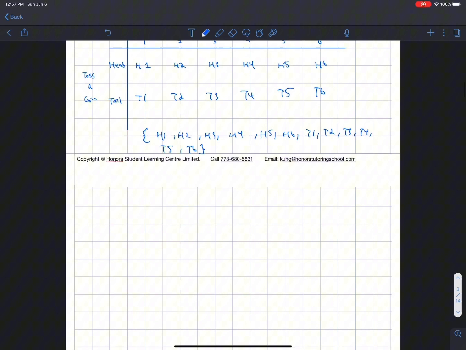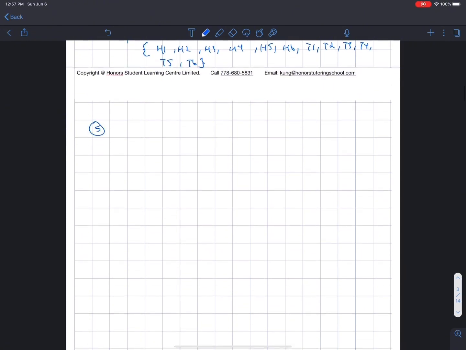So next you need to know that the probability of some event E is going to be the number of outcomes in E divided by the total outcomes in the sample space.